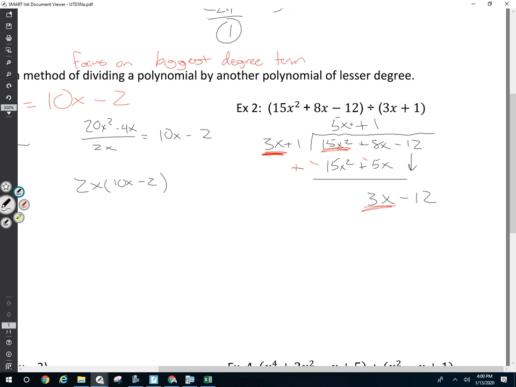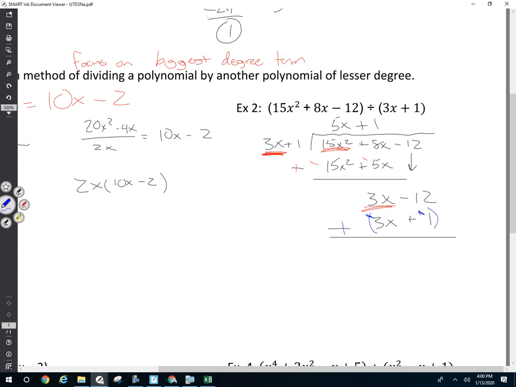Multiply 1 by 3x plus 1. I get 3x plus 1. Then subtract, just like you would do long division. This is where you need to be careful. We're not just subtracting 3x, we're subtracting 3x plus 1. So make sure we subtract 3x and subtract 1.